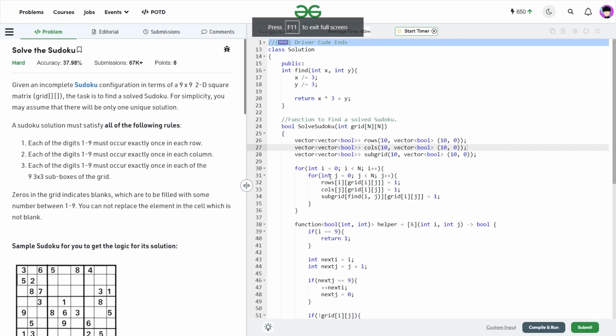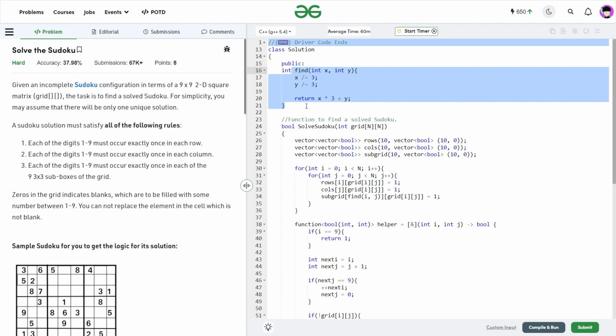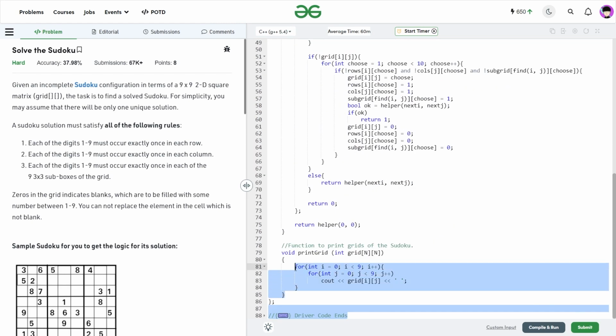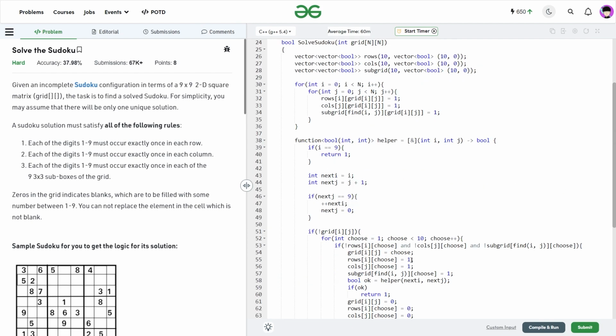So you see, this is my find function, which is actually going to do the conversion for me. We'll have a look at it later. And at the end, I have my print grid function. This is also a very simple function, just traversing through all the values and printing all the values with the help of a space, right?